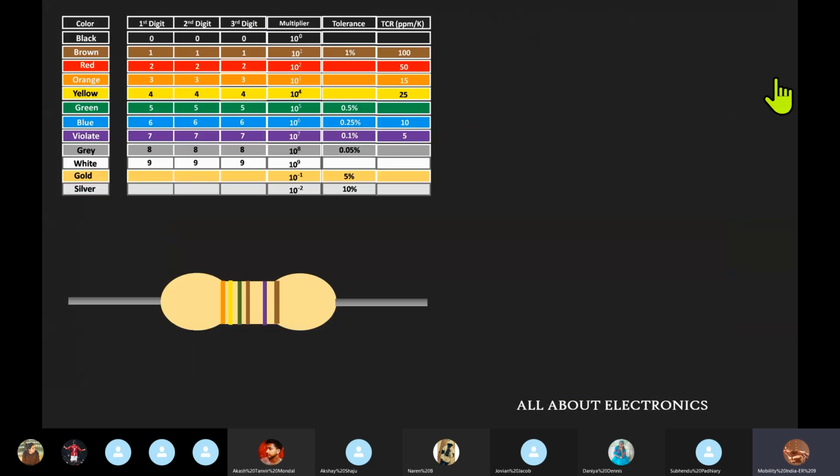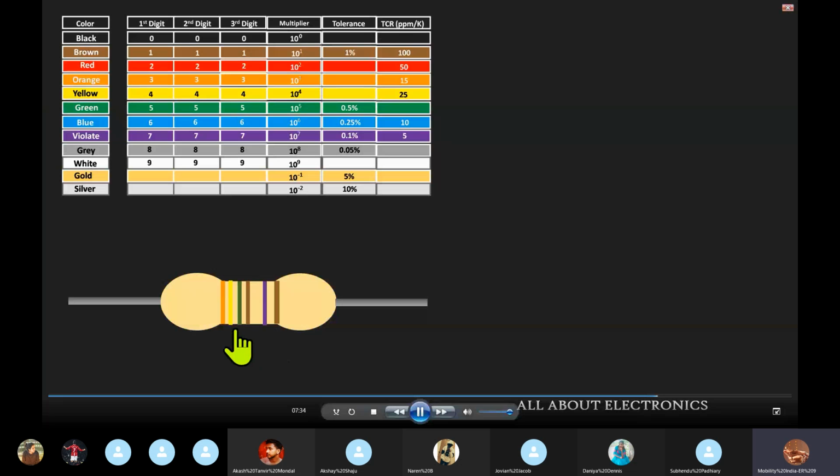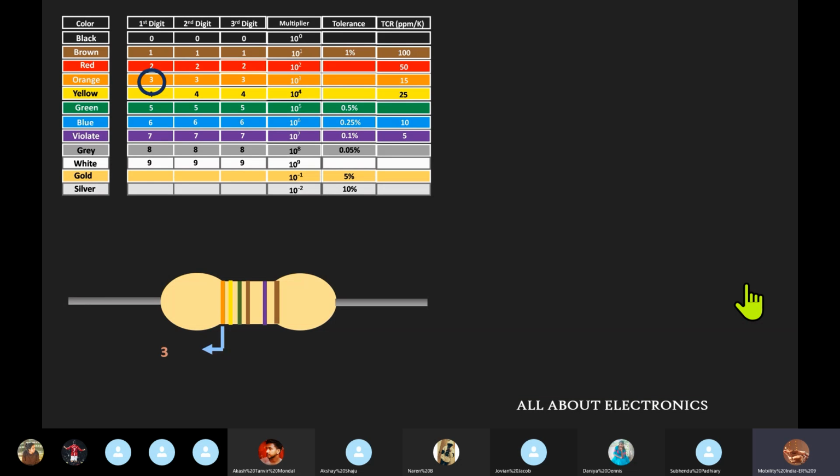Here we have one 6 band resistor, and if you observe it, the first band is of orange color, so it defines the value of 3. Then if you move to the next color band, it is of yellow color, so it defines the value of 4. Likewise, the third color band is of green color, and it defines the value of 5. Now the next color band is of brown color, and it defines the multiplying factor of 10. So from this we can say that the value of the resistor is equal to 345 into 10 to the power 1.